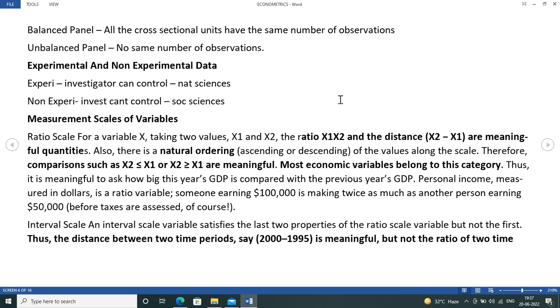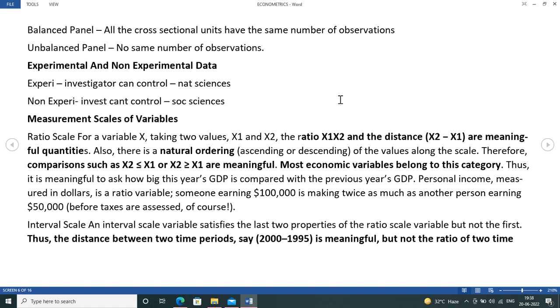There is also another category of data, for example, experimental and non-experimental data. Experimental data is data where the investigator can control the consequences and stimulus, which is very possible in the natural sciences as we discussed earlier, for example, laboratory experiments. In non-experimental data, the investigator cannot control.